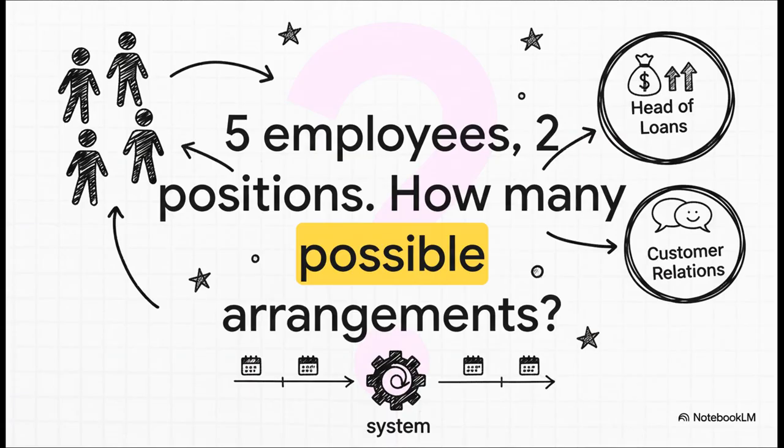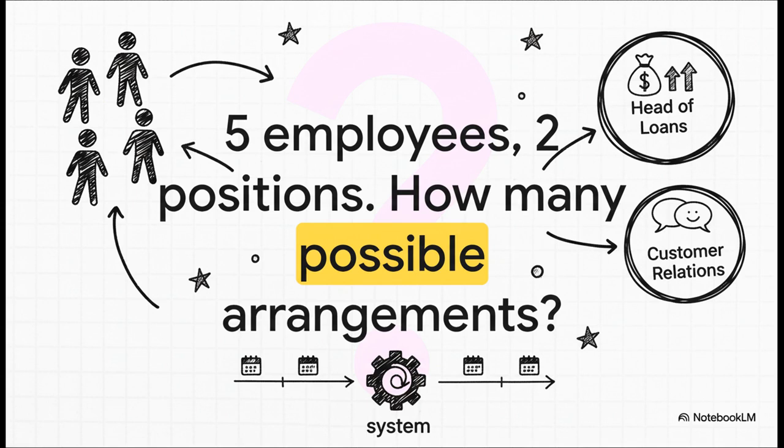Picture this. You're a bank manager. You've got 5 amazing employees and 2 very different open spots. Let's say one's a teller, the other's a loan officer. You decide, hey, let's try everyone in every possible pairing for a month to see what works best. The question is, how many months would that actually take?